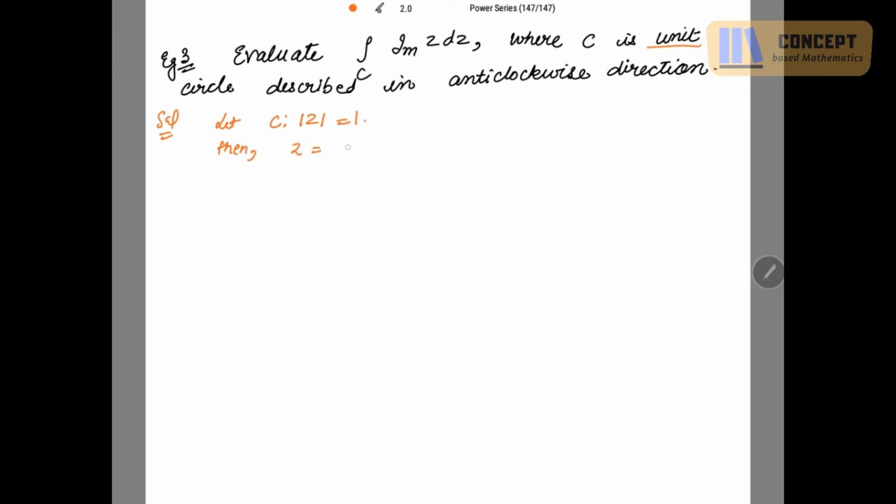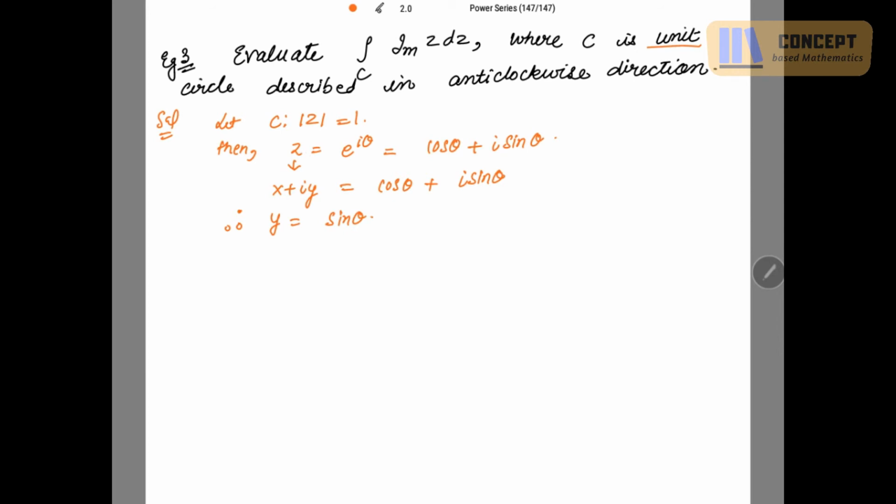we know that z in polar form is e^(iθ). r is 1 because it is given that |z| is equal to r, so r is 1 here. This is using Euler's formula, cos θ + i sin θ. Now what is z? z is x + iy. This is equal to cos θ + i sin θ. What is the imaginary part now? It is y, which is equal to sin θ.